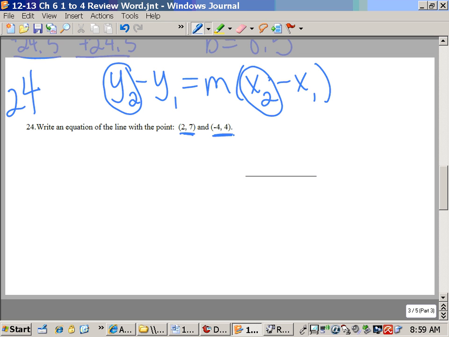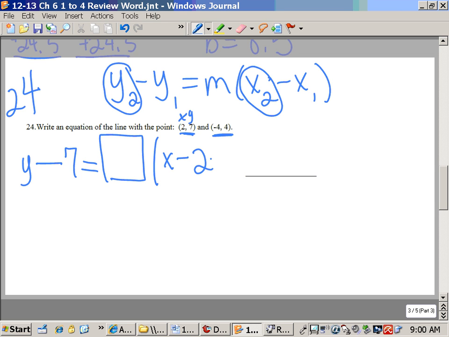Okay, so I'm going to fill them in. Which one do you like better, 2, 7 or -4, 4? 2, 7. I like that better too. So x is 2, y is 7. Y minus 7 equals m, I don't know what that is, parentheses, x minus 2. Oh, now I got to find this thing called m.